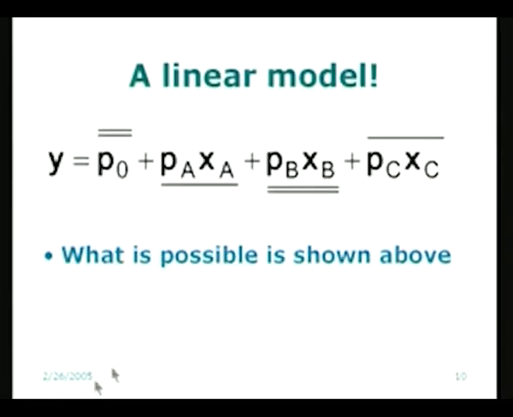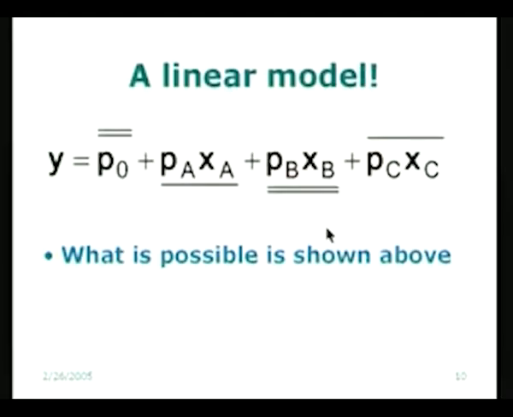So, this is further brought out by seeing that the model which we can have for this particular case is a linear model, y equal to P naught plus Pa Xa plus Pb Xb plus Pc Xc, and what is possible is all this, that is, I can only have 4 parameter model, and I can have a linear relationship between y and the x's, Xa, Xb and Xc. Now the question is, what should we do? When we have done 4 experiments, we get only these 4 constants, and we get some information.